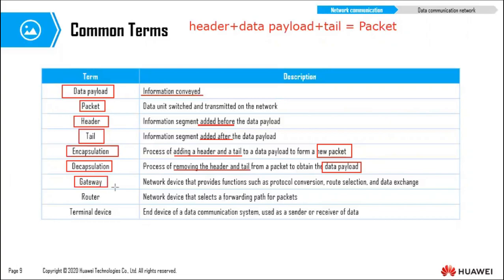Gateway, very important. Let's talk about many things here. A gateway is a network device that provides functions such as protocol conversion, route selection, and data exchange. So this is simply a router. Anything that will get packets from one network to another network is a gateway. It can be a router, it can be a layer 3 switch. Then router: a network device that selects a forwarding path for packets. So a router will be able to do protocol conversion, route selection, data exchange.